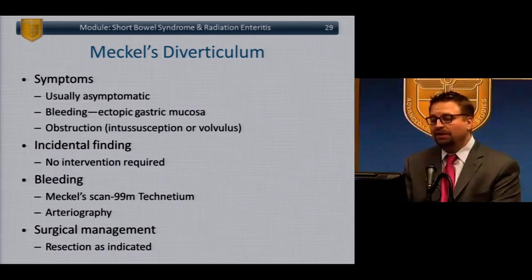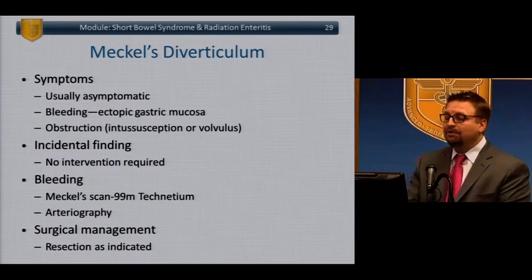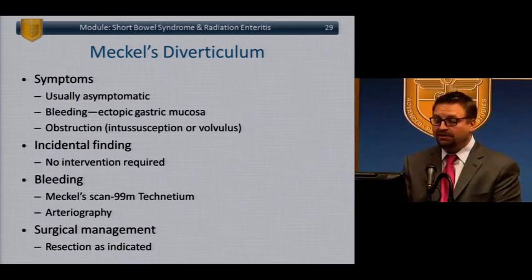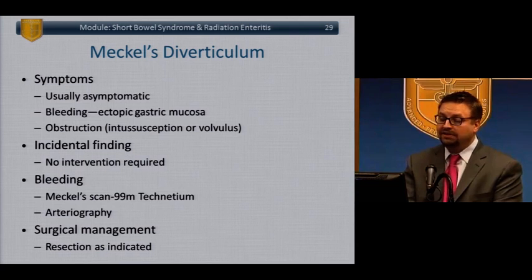So if doing a colectomy or cholecystectomy or whatever, don't take these out if the patients don't have symptoms. Now, if they're bleeding, one way to investigate the bleeding would be with the Meckel scan, the nuclear medicine scan. It's a technetium-99 scan, which will bind to the ectopic gastric mucosa and help you identify that. Sometimes angiography can be helpful to identify the site of bleeding.